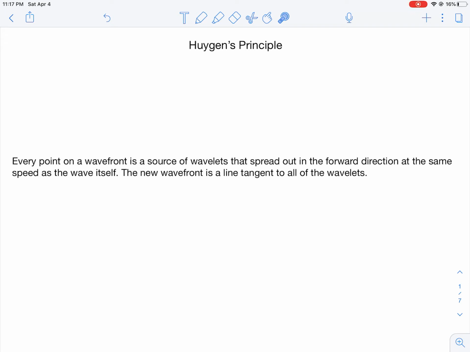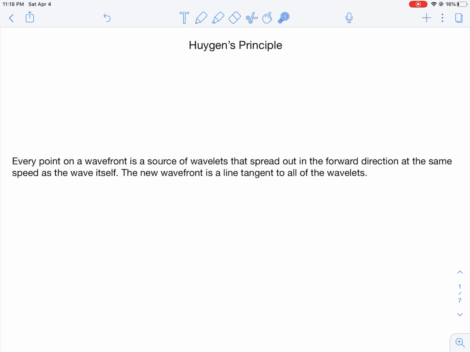Now, Huygens' principle is really awesome. It can help us to understand why light, sound, and water have wave-like properties, and also can help us understand certain phenomena such as diffraction, reflection, and refraction.